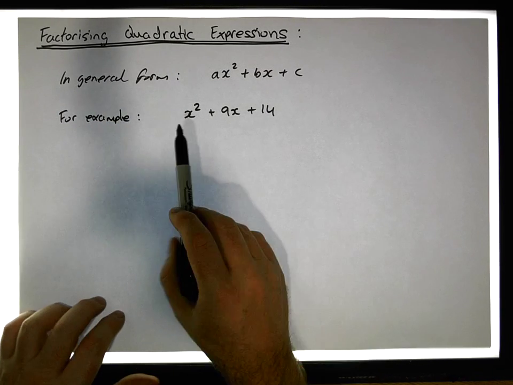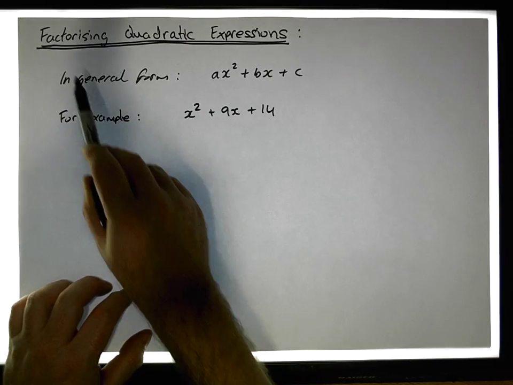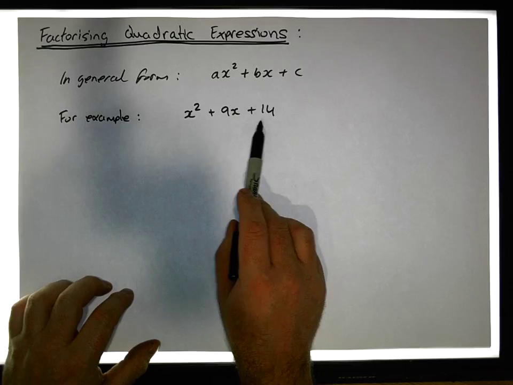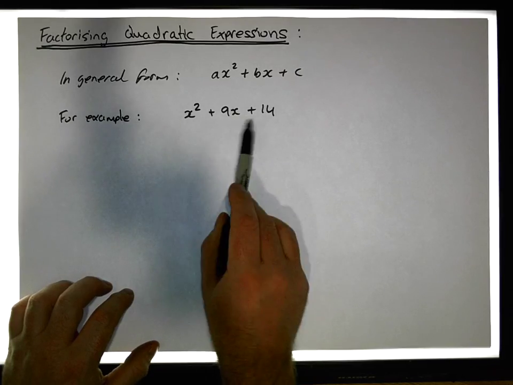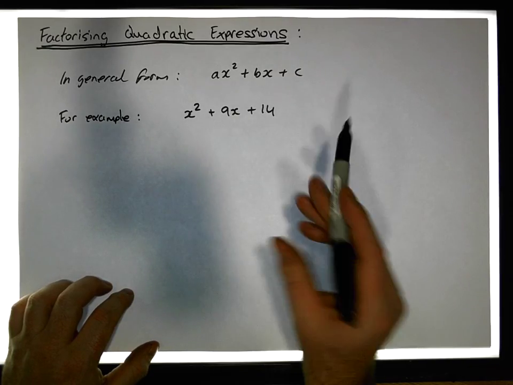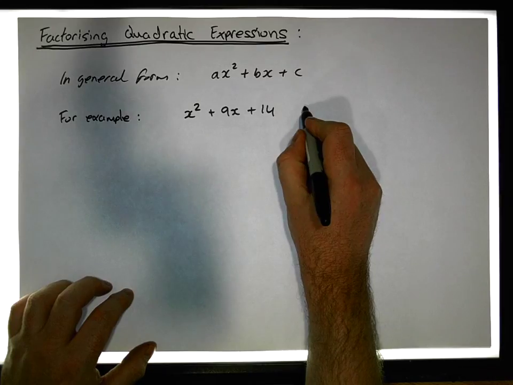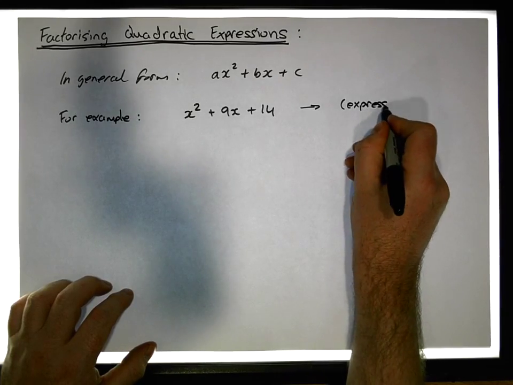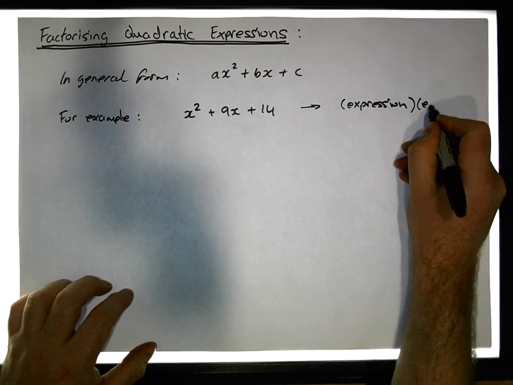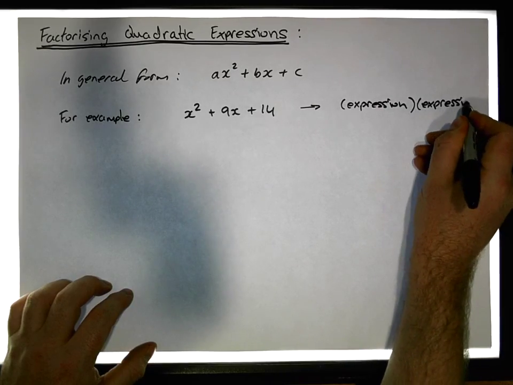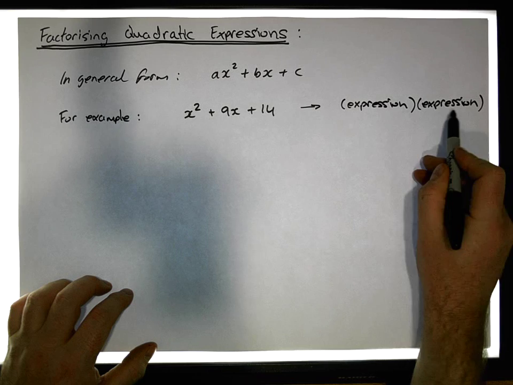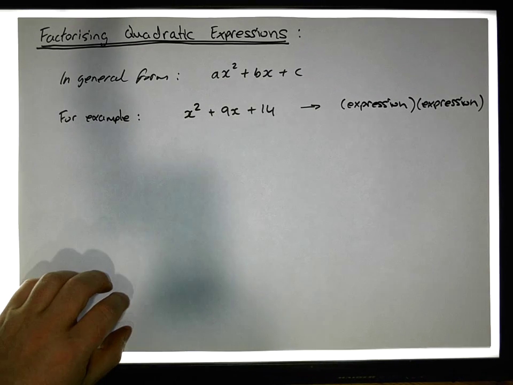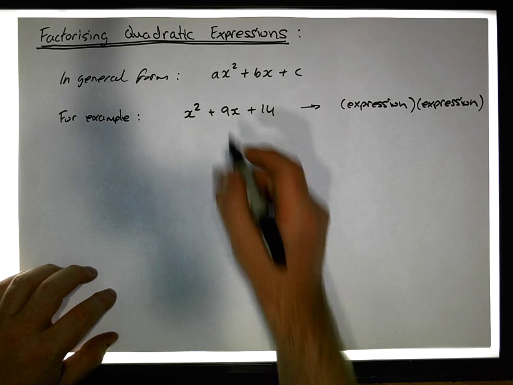So what we want to do is factorize this into two expressions that, when multiplied together, will give us this particular quadratic expression. So we'd like to factorize it into an expression times another expression, so that when we multiply out these brackets, what we end up with is this particular quadratic. And the technique is quite simple.